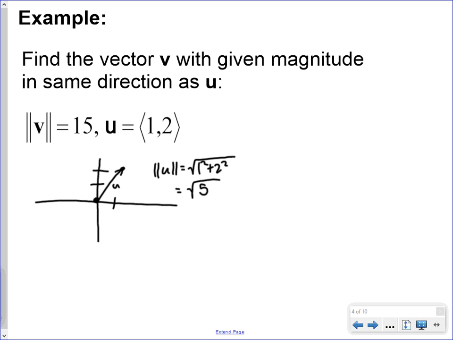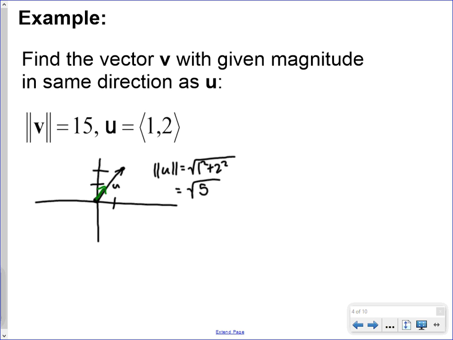So we come up with this issue, and we wonder how we are going to change it so that we're going in that same direction as the vector u, but we have a distance of 15. What we're going to do is use the unit vector. I have vector u, and I'm going to scale it back so that I get a unit vector. The unit vector would have a length of 1, and it would be on the same vector as u, so in the same direction.